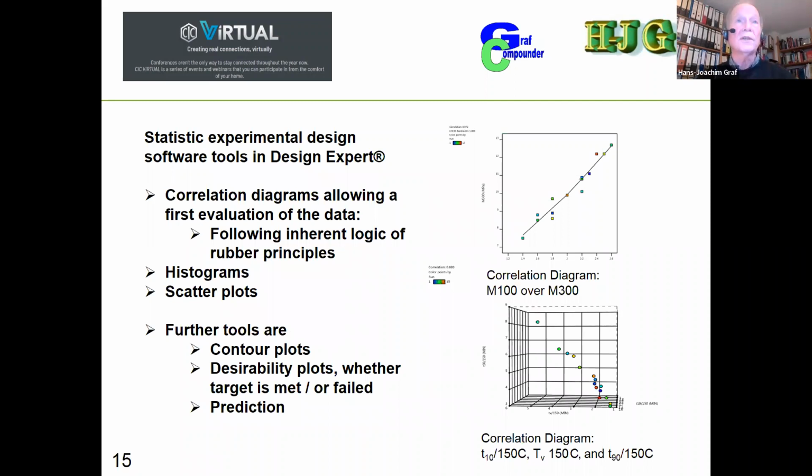So when you go further, you see that you have good tools to check whether your work is okay. So no big measurement errors, no problem in performing the experiments. You can do that easily with those correlation diagrams and see how the data fit on a regression line. And you can prove that everything follows the inherent logic of the rubber principles. You can do histograms, scatter plots, and sometimes even contour plots or those types of correlation in 3D. You can do desirability plots and check whether the target is met, or if you fail something. And as I already said, you can also do prediction.